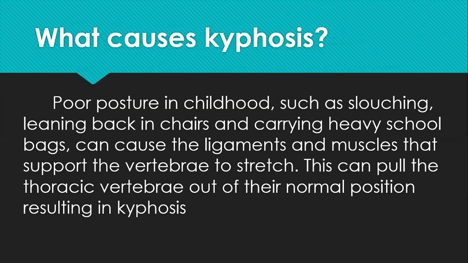What causes kyphosis? Poor posture in childhood, such as slouching, leaning back in chairs, and carrying heavy school bags, can cause the ligaments and muscles that support the vertebrae to stretch. This can pull the thoracic vertebrae out of their normal position, resulting in kyphosis. So this is something that is acquired when you have bad posture, when you slouch, or when you are still a young child and you're already carrying so many heavy things at your back.